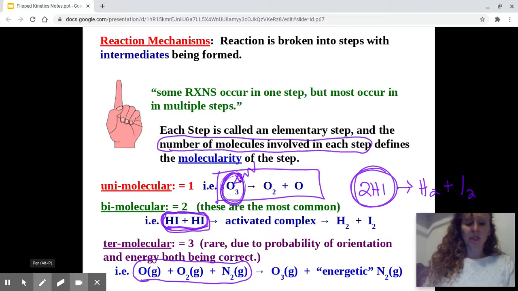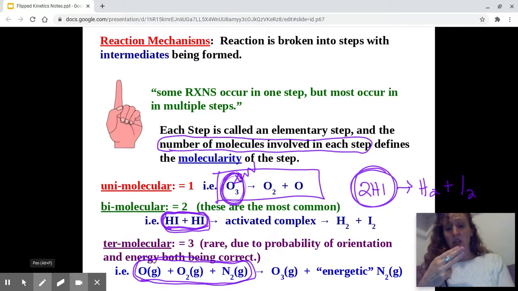And then in the termolecular step, what has to happen is that all three molecules have to collide at the same time with the right energy and the right orientation in order for this to proceed forward, which is really rare. Like, what are the chances of the right three molecules colliding all at the same time with the right amount of energy and the right orientation? It's going to be a rare phenomenon. And if it happens, it probably has a catalyst at work.